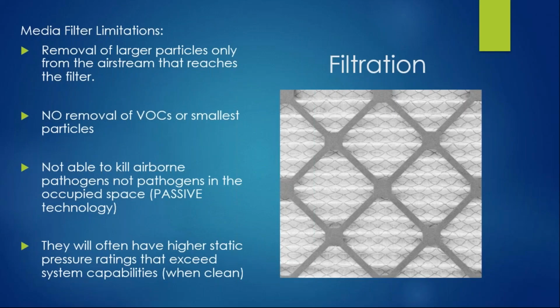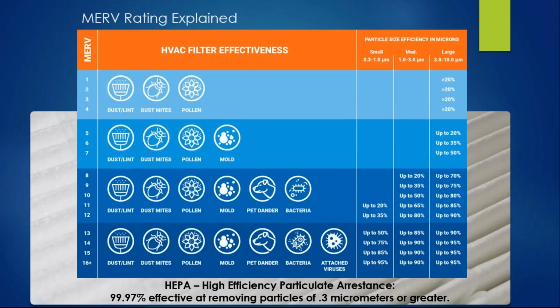So, limitations to air filtration: they can only remove larger particles in the airstream that actually work their way down to the air filter. You don't get any removal of VOCs or small particles. You're not able to kill pathogens in the occupied space. It is a passive technology. Again, it's sitting there in the ductwork waiting for the germs and odors to come to it, and often have higher static pressure ratings that exceed the system capabilities, even when they're clean.